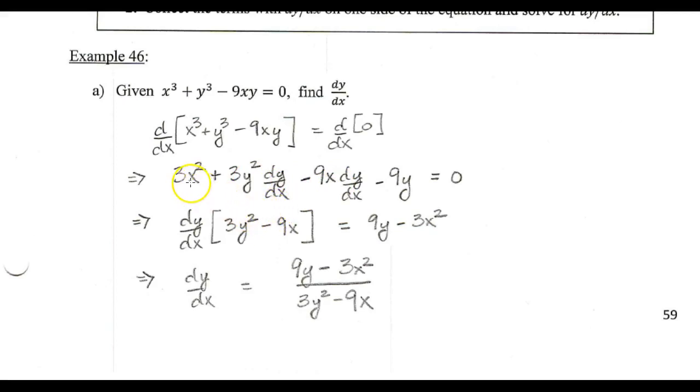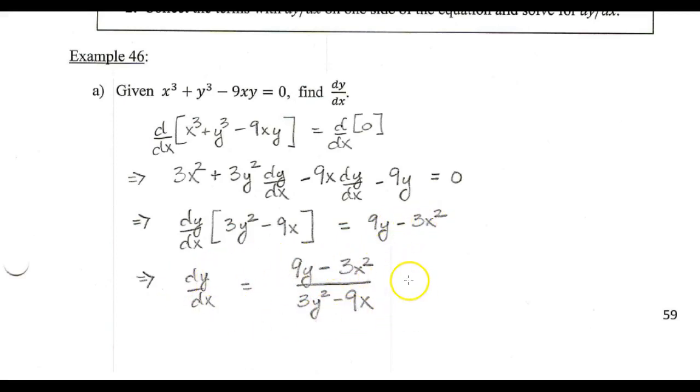All the terms that don't have dy dx go to the right side. So I bring over the 3x squared as a minus 3x squared. I bring over the minus 9y, and it becomes 9y. Then you simply divide by whatever dy dx is multiplied by, right? Simple algebra. Put it over here. So dy dx is 9y minus 3x squared over 3y squared minus 9x.